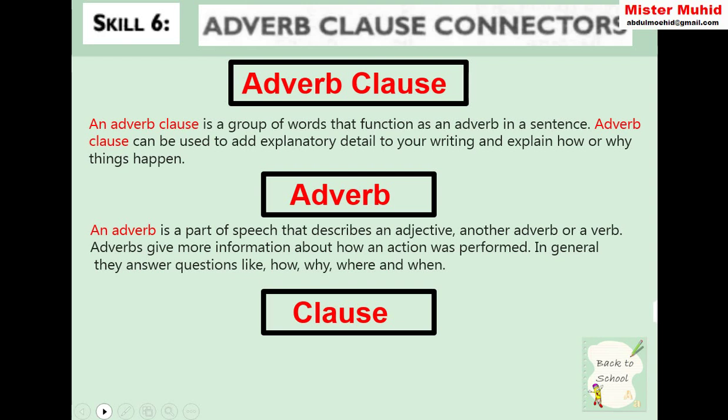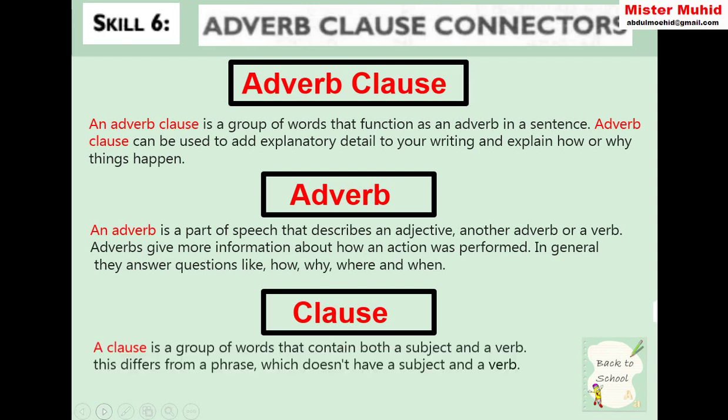And what is a clause? A clause is a group of words that contains both a subject and a verb. This differs from a phrase, which doesn't have a subject and verb. So clause and phrase are different. Okay, everybody, let's continue.